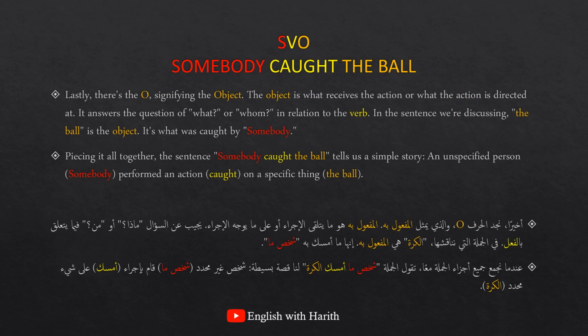Lastly, there's the O, signifying the object. The object is what receives the action or what the action is directed at. It answers the question of what or whom in relation to the verb. In the sentence we're discussing, "the ball" is the object. It's what was caught by somebody. Piecing it all together, the sentence "Somebody caught the ball" tells us a simple story. An unspecified person, somebody, performed an action, caught, on a specific thing, the ball.